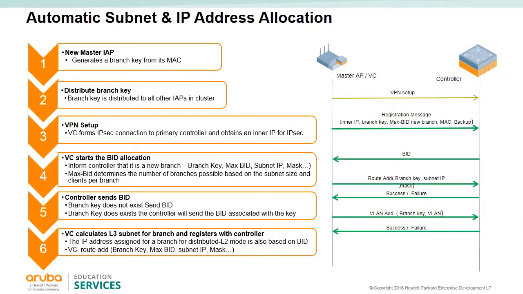The BID process. In distributed mode, there is a BID, or branch ID, process. This is a process where the DHCP scopes will automatically be assigned to the VC's DHCP server.